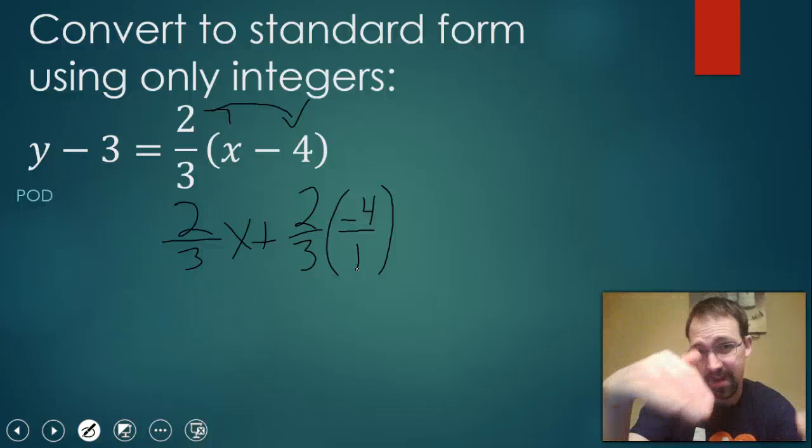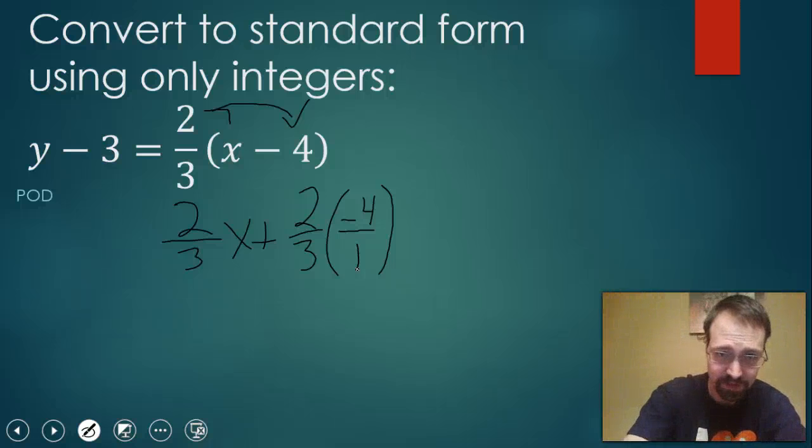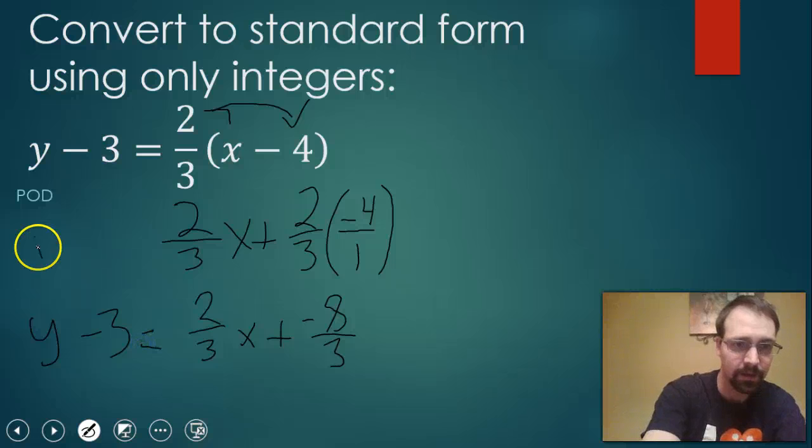There's no numbers on top and bottom that can reduce. So we just multiply it straight across. So I've got 2 times -4, which is -8, over 3 times 1, which is 3. So I have -8/3. So I have 2/3 x plus -8/3. Bring everything else down. Don't forget the y minus 3. Technically, it's right here as well. Y minus 3 equals.